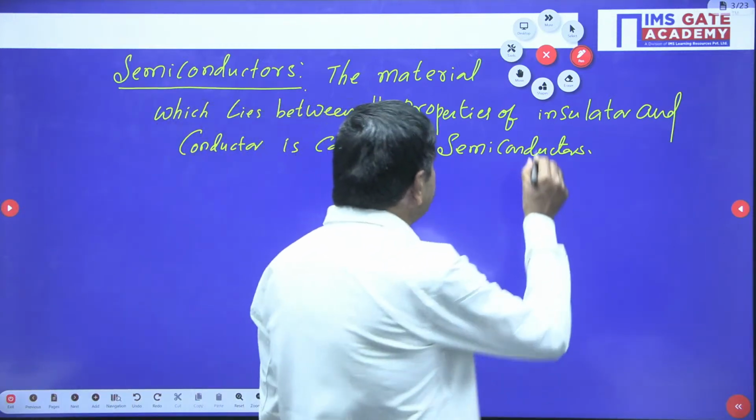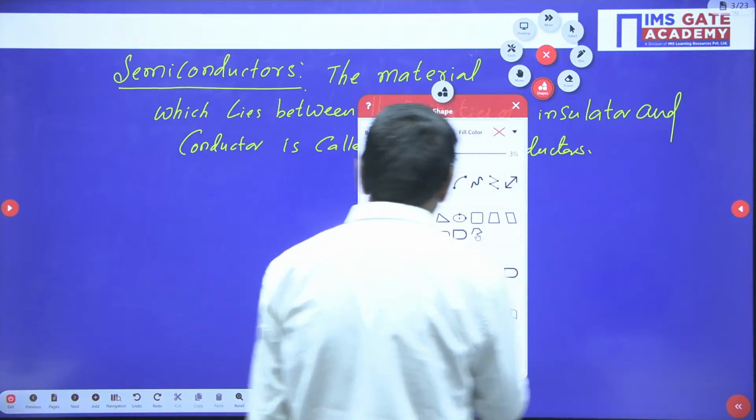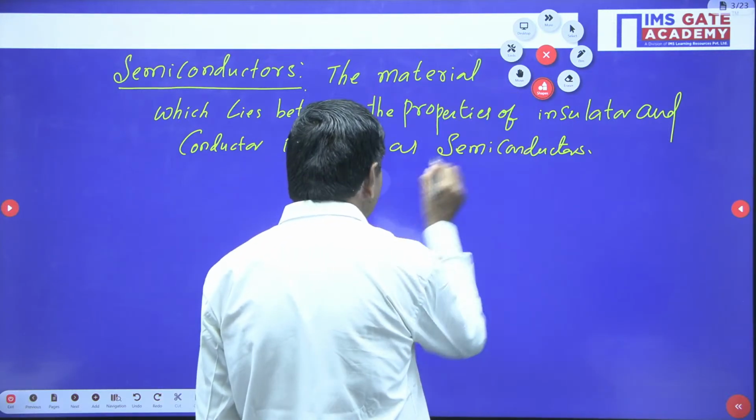But the energy band diagram, suppose you have taken the energy band diagram. Suppose I have taken the energy band diagram like this.